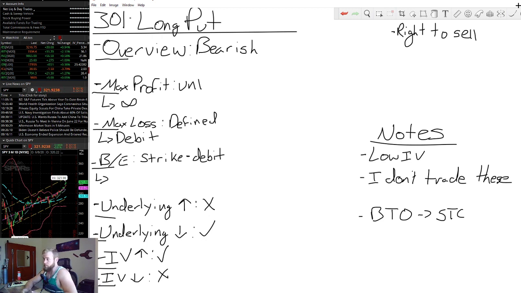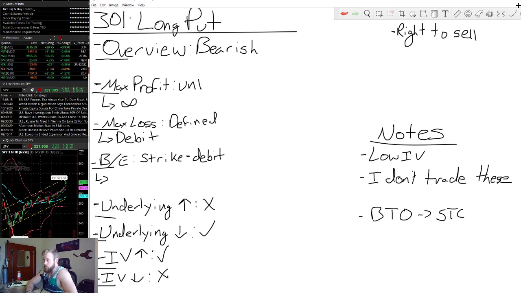If the underlying goes up, that's bad for a long put. If the underlying goes down, good for a long put. If IV increases, good for a long put. If IV decreases, bad for a long put. So you can see it's very similar in terms of IV to a long call. So whenever you're long an option, IV expansion helps. It makes the options more expensive, buy low, sell high. So that's why it helps there. And then it's just the inverse in terms of underlying direction. So long calls want it to go up, long puts want it to go down. So as the underlying goes down in price, puts increase in value, which helps this position out.